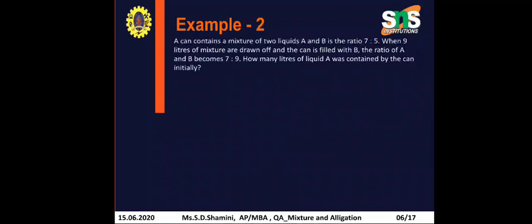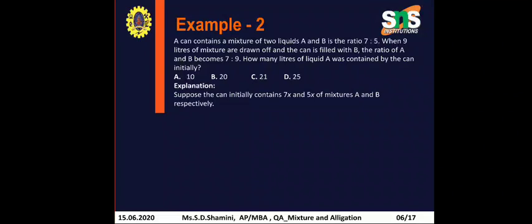So the second example: a can contains a mixture of two liquids A and B in the ratio 7:5. When 9 liters of the mixture are drawn off and the can is filled with B, the ratio of A and B becomes 7:9. How many liters of liquid A was contained by the can initially? So your options are 10, 20, 21 and 25.